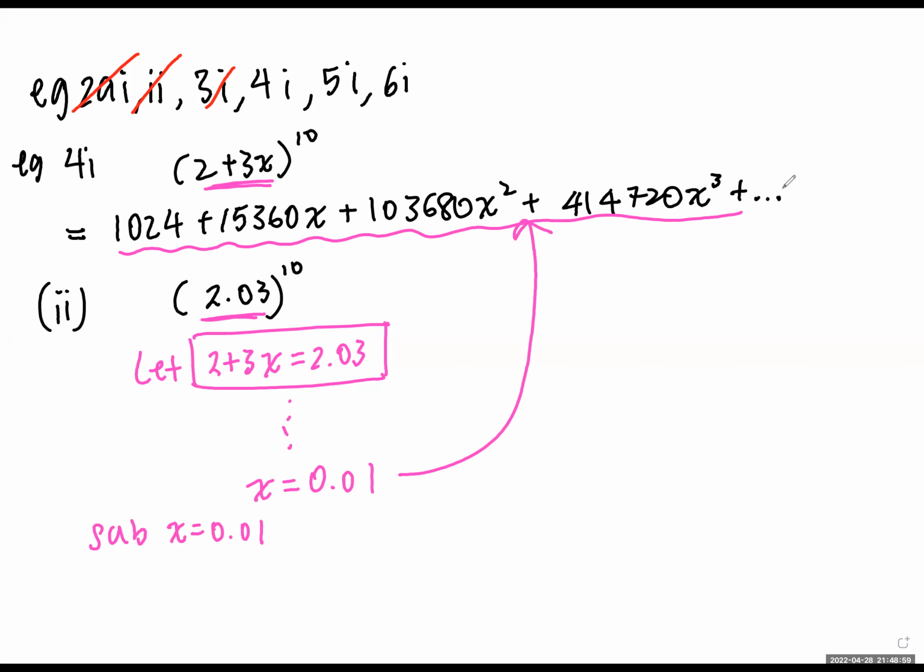So I can just name this as equation 1. I can say that sub x equal to 0.01 into equation 1. And therefore, what can I say about 2.03? So I can say 2.03 to the power of 10, you sub it in, then let me know what's your answer. And do not forget, what does the question want? In how many dp? 4. Okay, so do that now and then see whether you get the same answer as me.